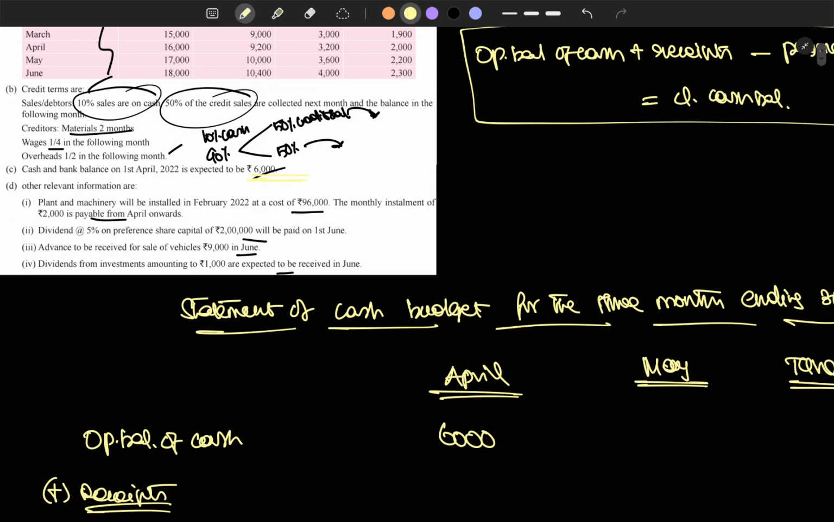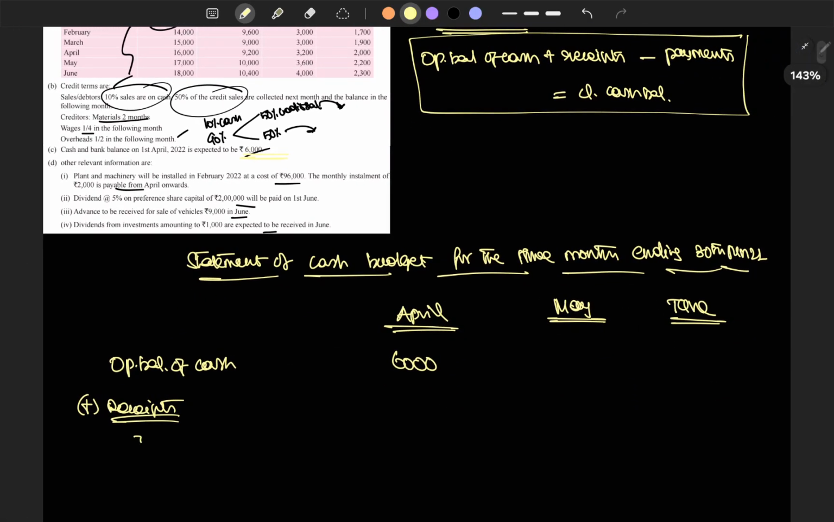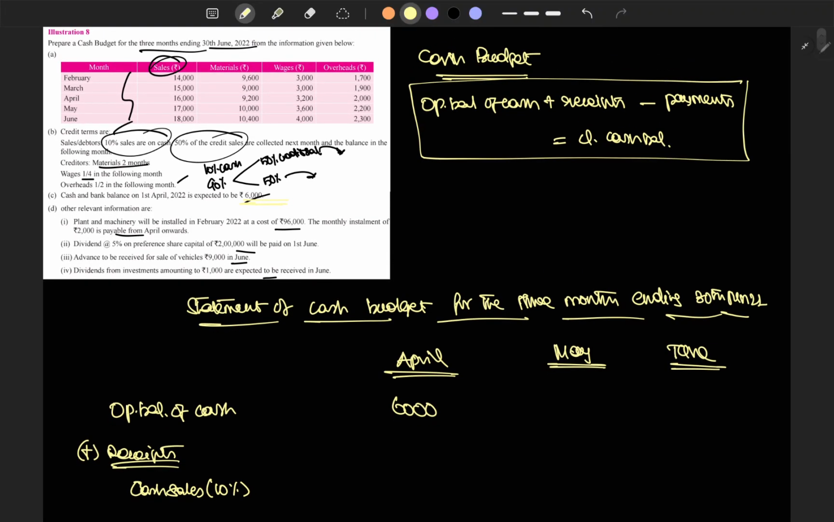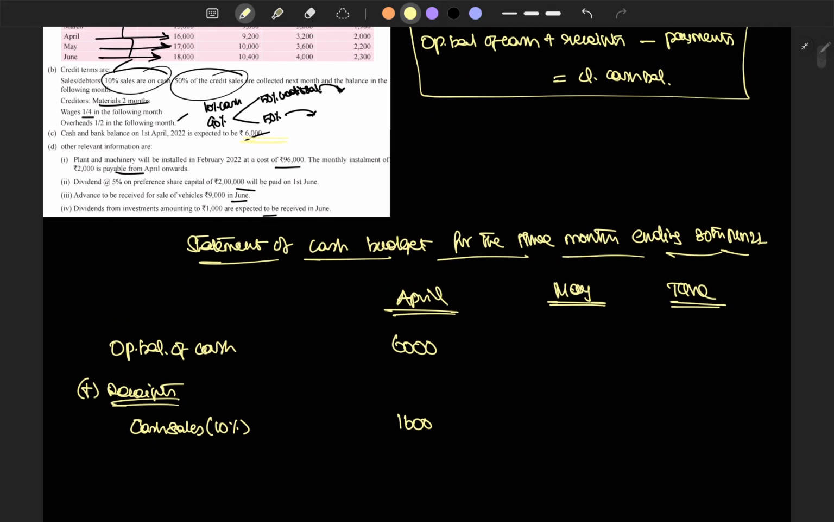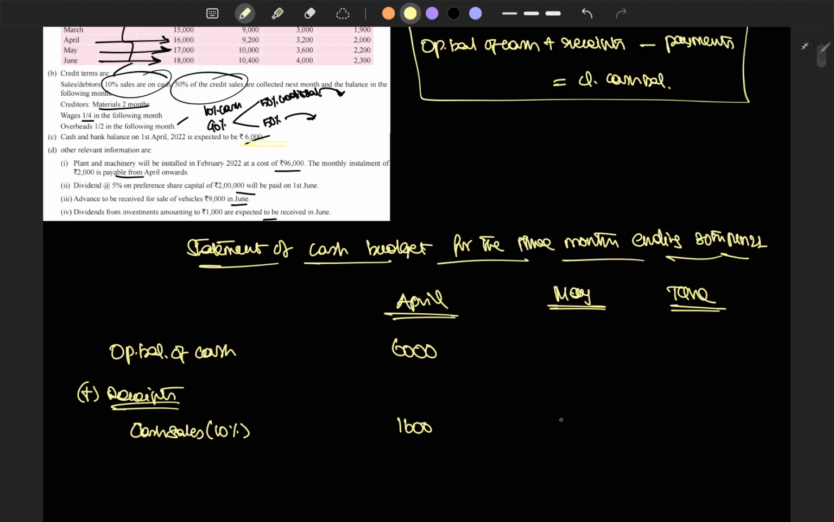Sales are given. 10 percentage of sales are on cash, so cash sales 10 percentage. April, May, June. So 16,000 into 10% is 1600, 17,000 into 10% is 1700, 18,000 into 10% is 1800. Done.